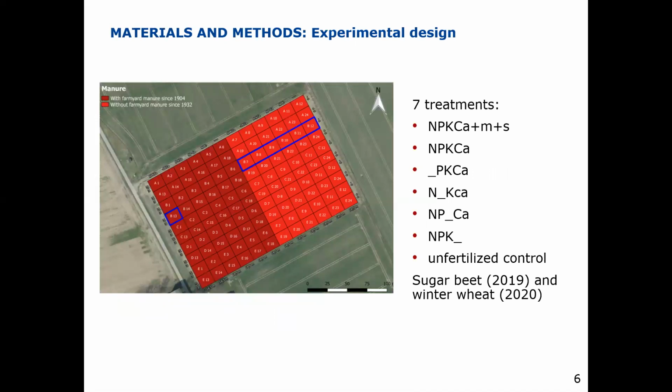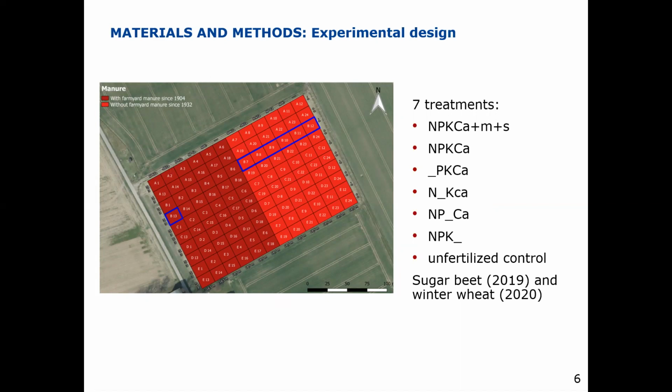The experiment in Dikopshof is a randomized block design and comprises 7 treatments: full fertilization plus manure and plus supplement mineral fertilizer, treatments with omission of nitrogen, phosphorus, potassium, and liming, and another treatment of not fertilized at all. Notice here that the underscore stands for the omission of the corresponding nutrient. In the treatment with manure, this was applied after harvesting of the preceding crop at an average rate of 12 tons per hectare per year, with a dry matter content of about 20%.